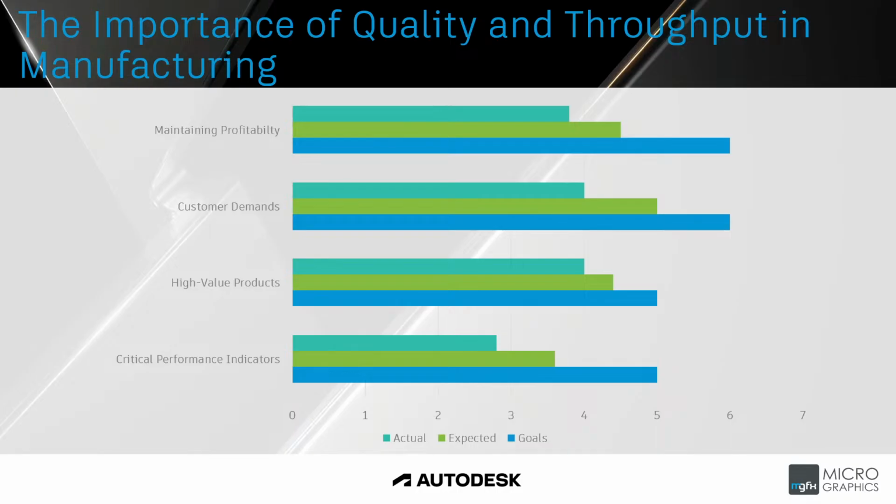As we can see, I've just created a small graph, and here we can see the key factors. The maintaining of profitability, where we've got our goals, the expected, and where we currently actually are. We've got our customer demands, the high value products, and the critical performance indicators. That's quite important in any part of quality within a company, within software, and so on.